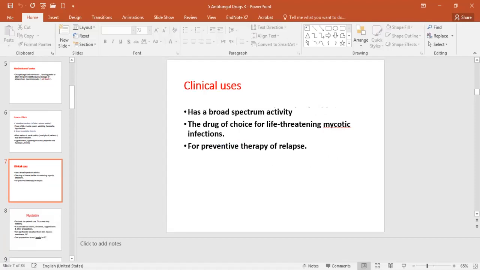The clinical use, as we said, it has a broad spectrum activity. It's a drug of choice for life-threatening mycotic infections. يعني drug مهم في علاج يعني life-threatening fungal infections, and also it's used for preventive therapy of relapse.